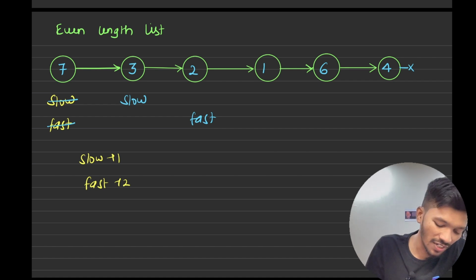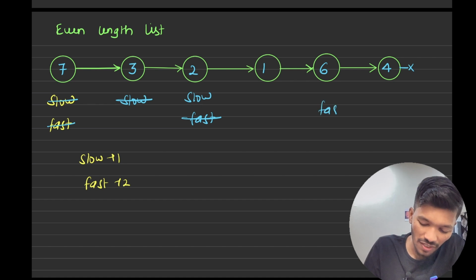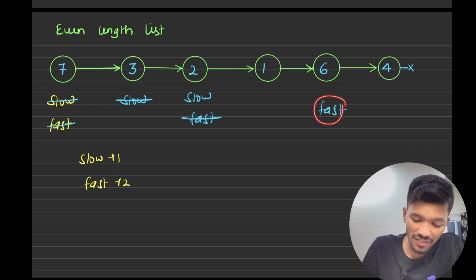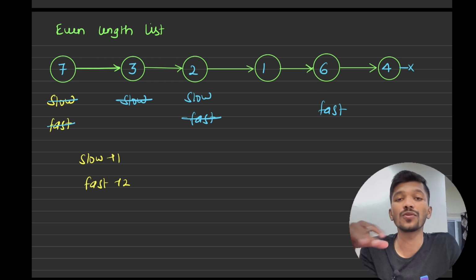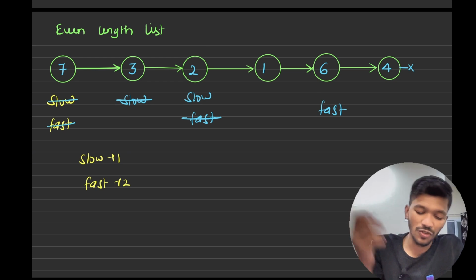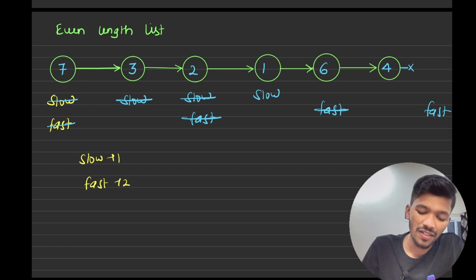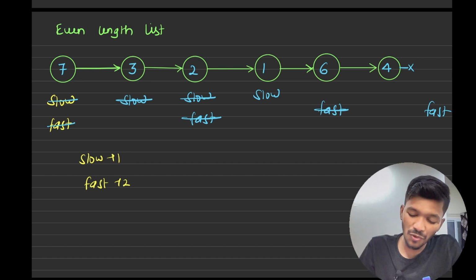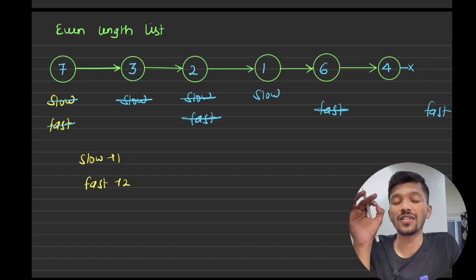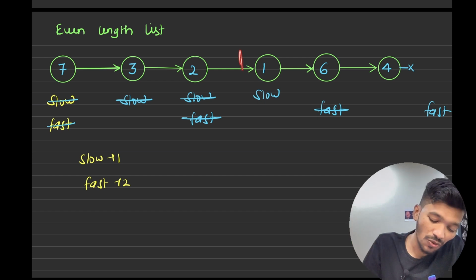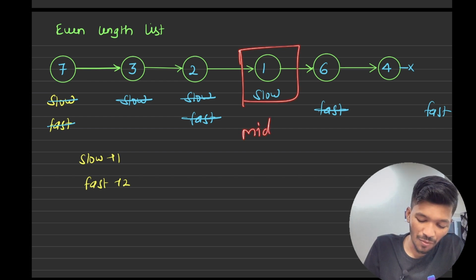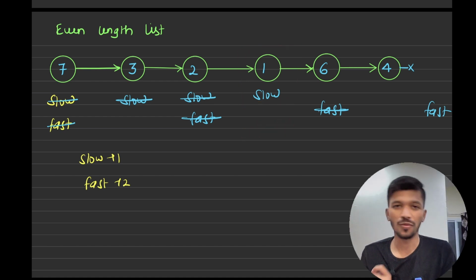So again I will move slow by one position and I will move fast by two positions. Again if I observe carefully, fast is still pointing to a node, it is not pointing to the end or the null pointer, which means I can still move ahead. So I will move my slow by one position and my fast by two positions. Now observe carefully that my fast is pointing to null, which means I have finished traversing the whole linked list, and at the same time slow is pointing to the middle node of the linked list.